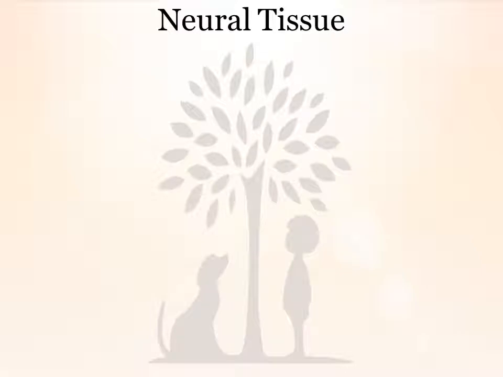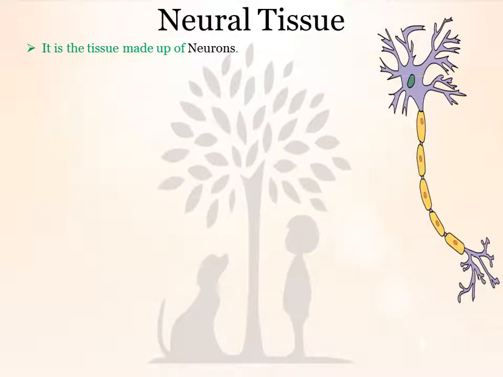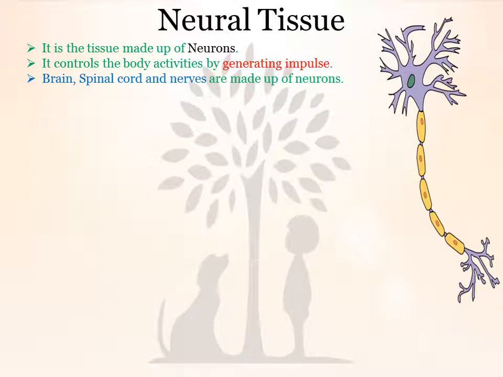The fourth type of tissue is neural tissue. It is the tissue that is made up of neurons. I think you all know about the neuron. This is the structure of a neuron. It controls the body activities by generating impulses. The brain and the spinal cord control our body parts with the help of neurons. Brain, spinal cord and nerves are all made up of neurons. It controls the muscle movement, as we already discussed.